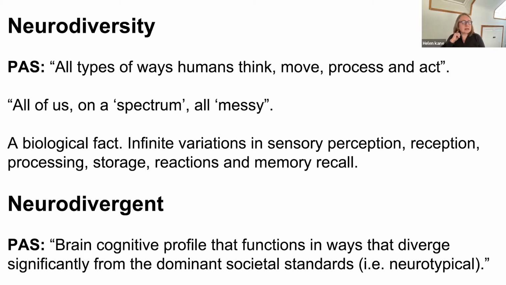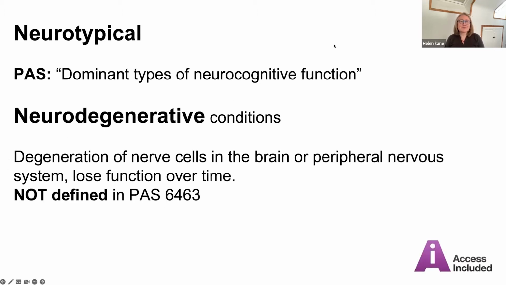And then we go on to the word neurodivergent. Again, the PAS defines this as a brain cognitive profile that functions in ways that diverge significantly from the dominant societal standards, which they mean neurotypical. And the word typical is very difficult to apply in every sense, but in particular when everybody's different. So they need a definition. So they define that as dominant types of neurocognitive function. Don't get too hung up on the definitions though, but the big thing is that we now have a standard which defines the words neurodiverse and neurodivergent.